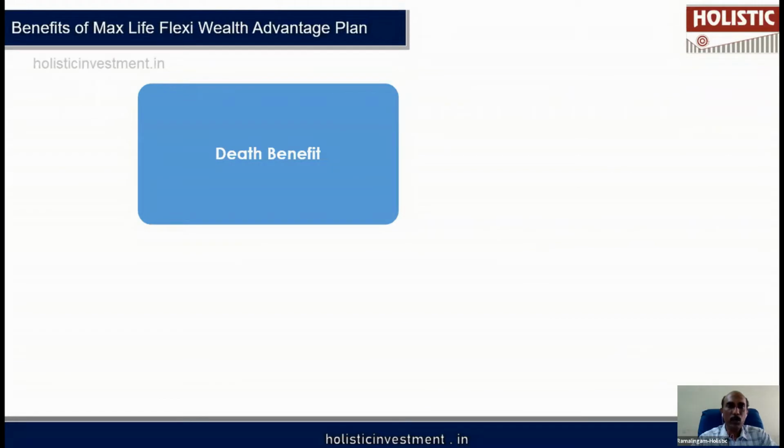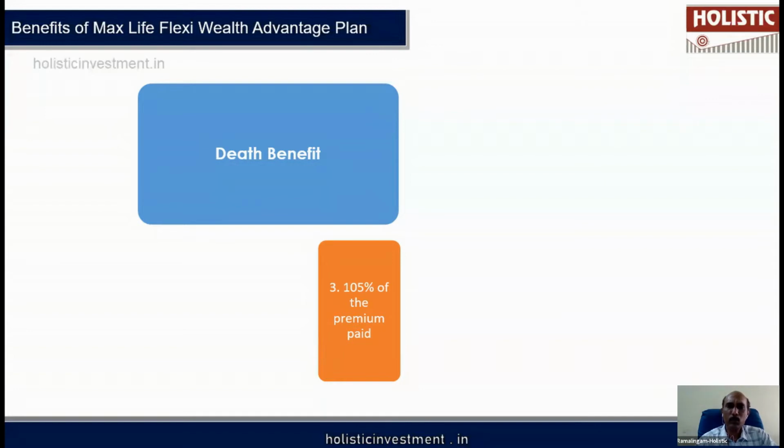Death benefit is also given in this policy. Maturity benefit is also given in this policy. First, let us look at the death benefit of this policy in detail. There are three valuations, three calculations. Out of those three calculations, whichever is the highest, that will be given to the nominee or legal heir in case of unfortunate death of the policyholder.